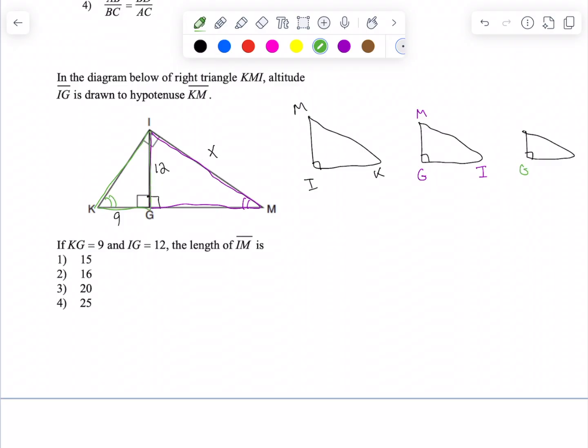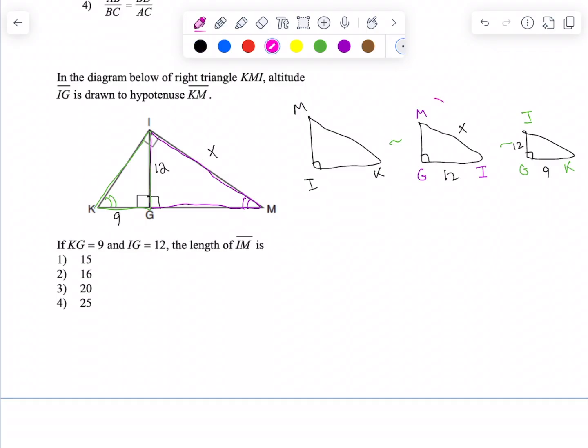It shares K with the big triangle, and that leaves I. And these are all similar to each other. We were told that KG is 9, so I'm going to make sure that I do put that on the triangles. KG is 9, and IG is 12. Be careful because IG appears twice on two triangles, and we need to find the length of IM.